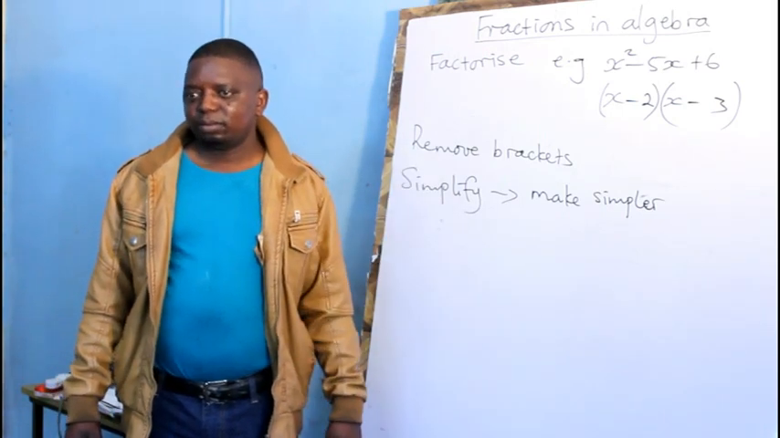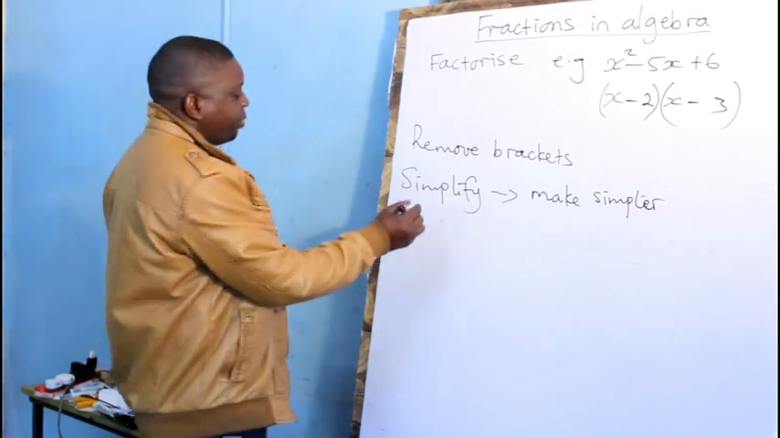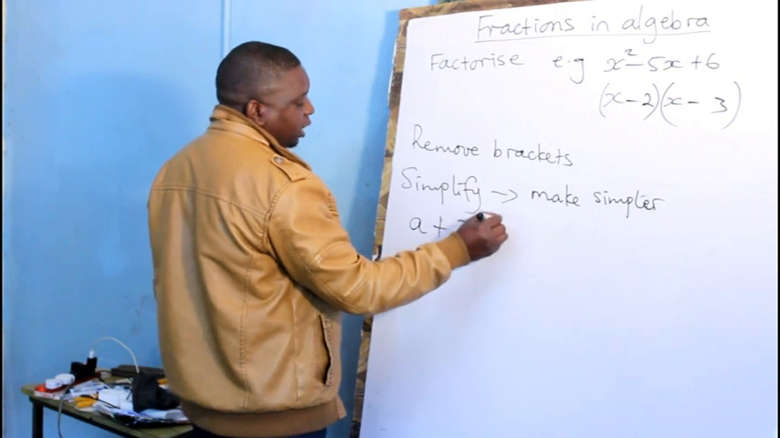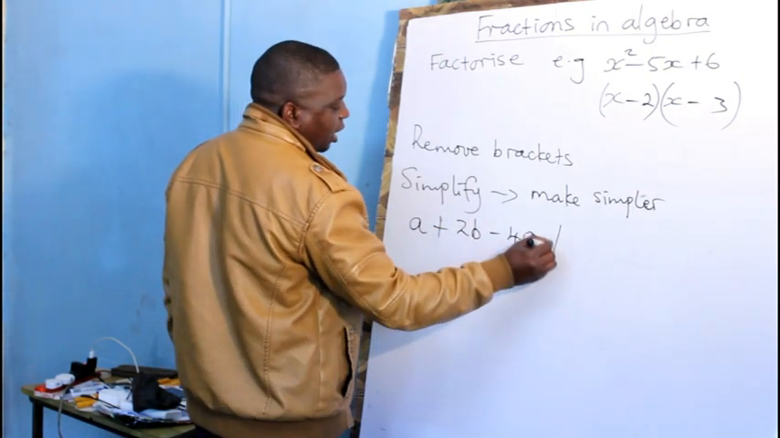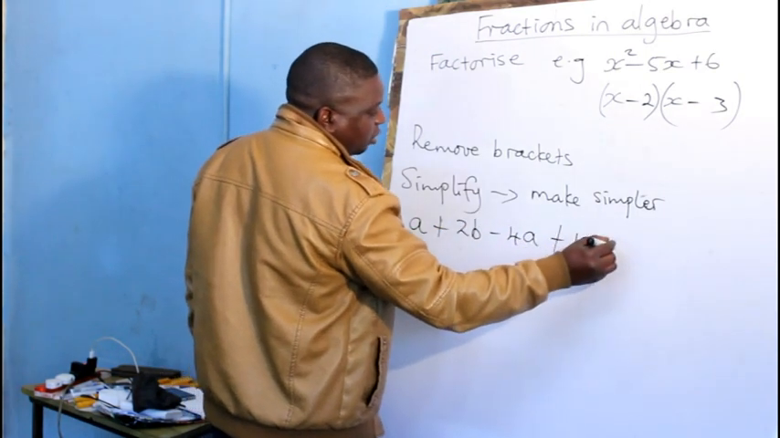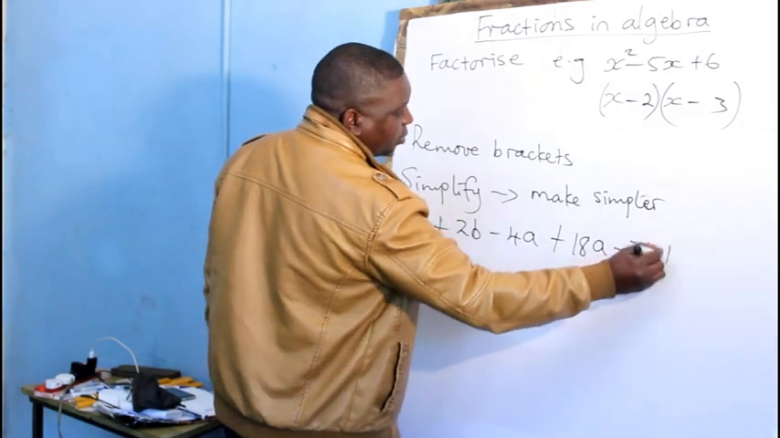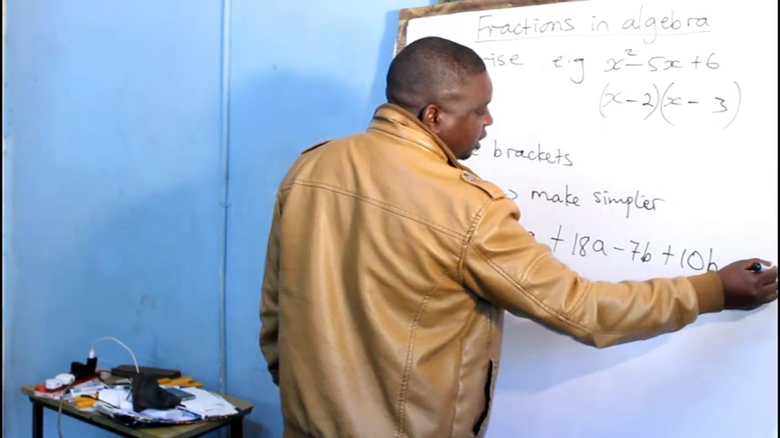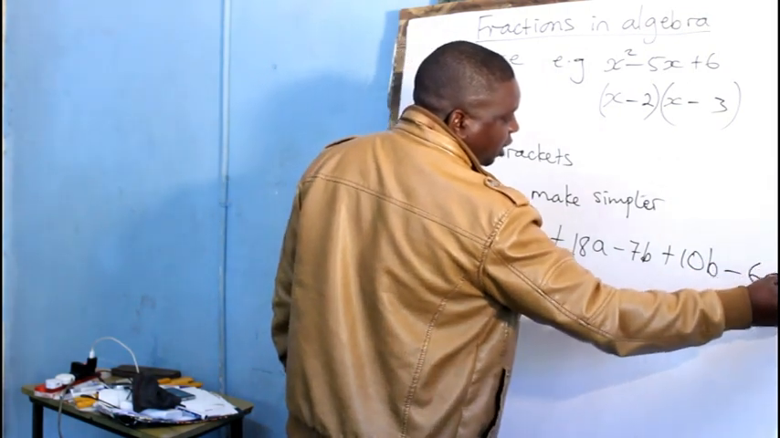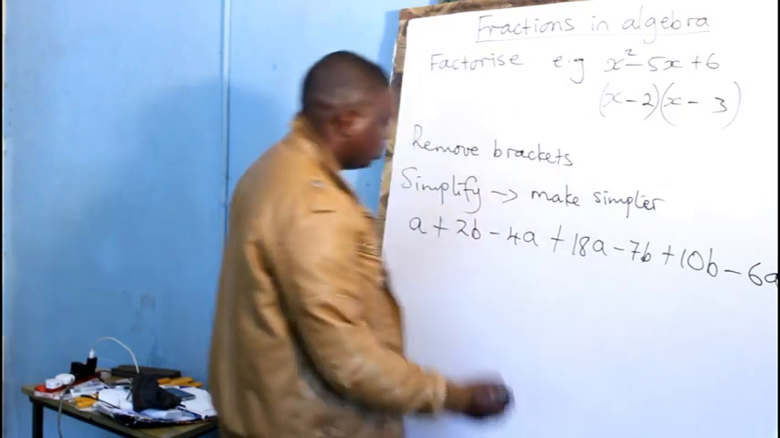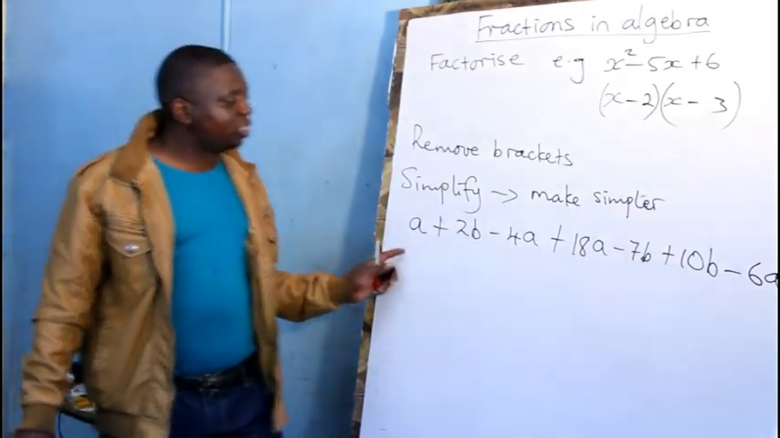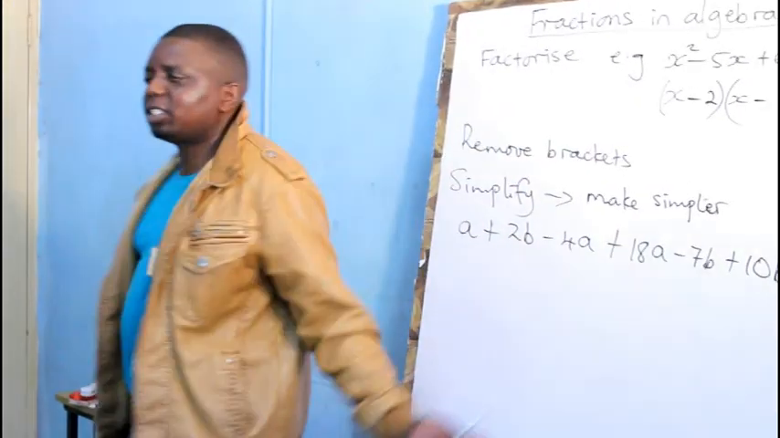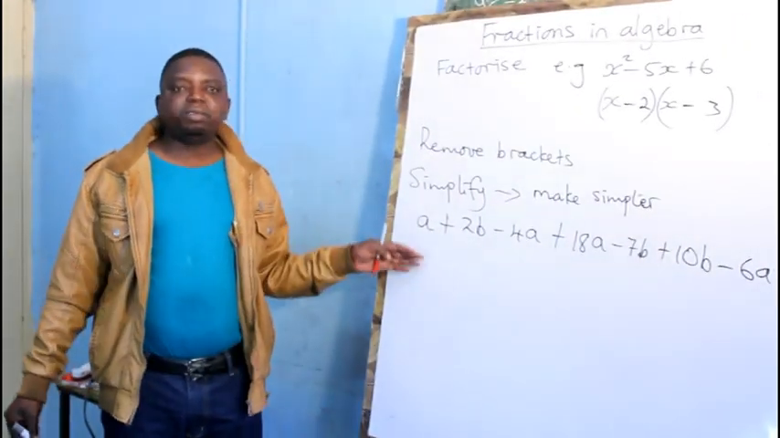If you are given an expression like a plus 2b minus 4a plus 18a minus 7b plus 10b minus 6a plus 11b, it's not simple to say all this. So simplifying in this case means you collect like terms and simplify them and give them as one.